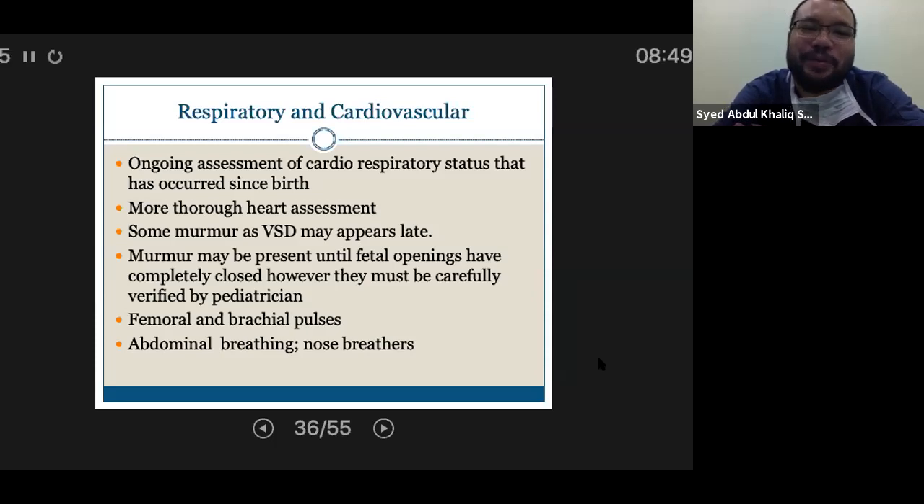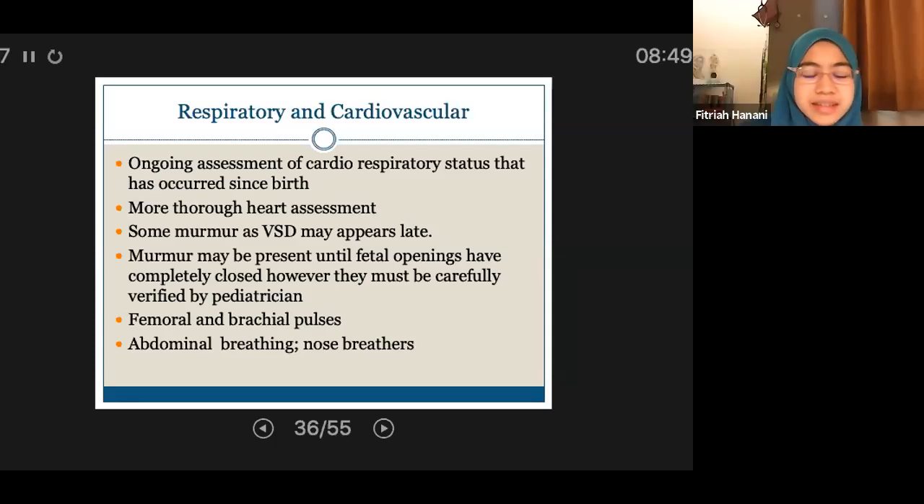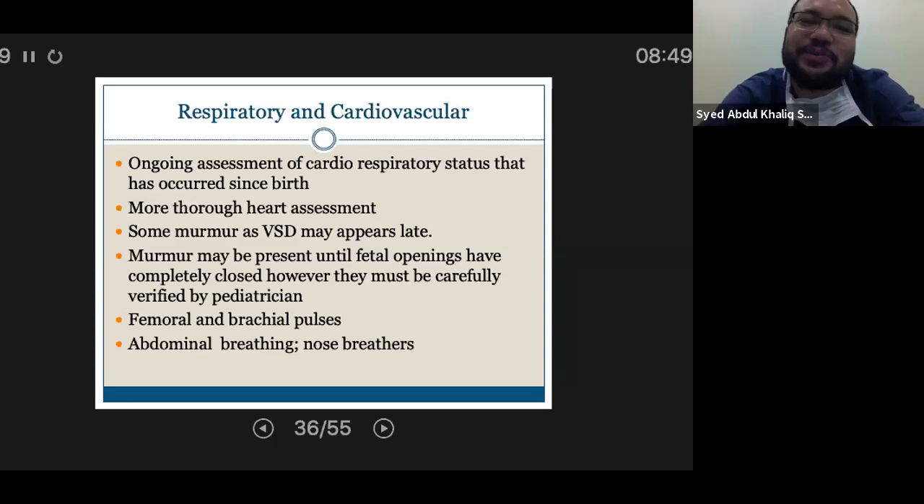So that's the problem. You need to check the femoral pulses. Why do we need to check the femoral pulse especially? What disease can cause a problem with the femoral pulse? Coarctation of aorta. Sometimes you won't feel the femoral pulse, or it will be weaker compared to the brachial pulses.